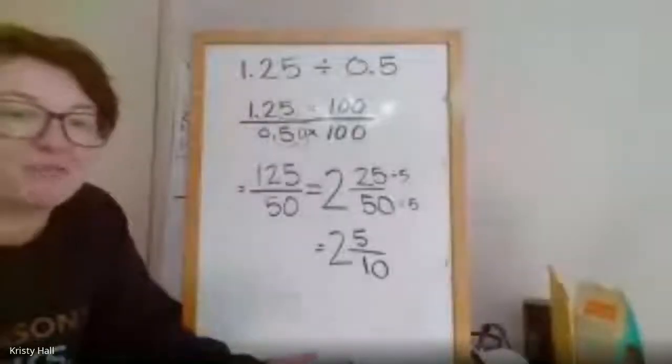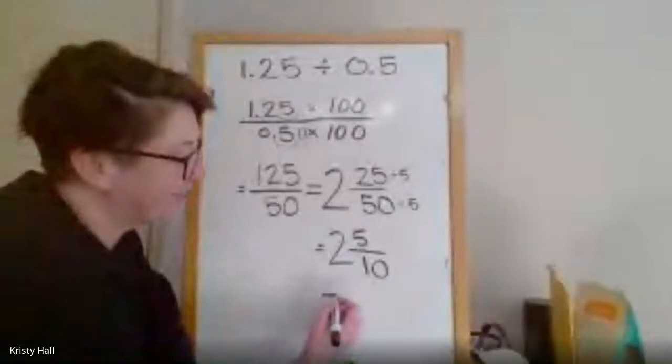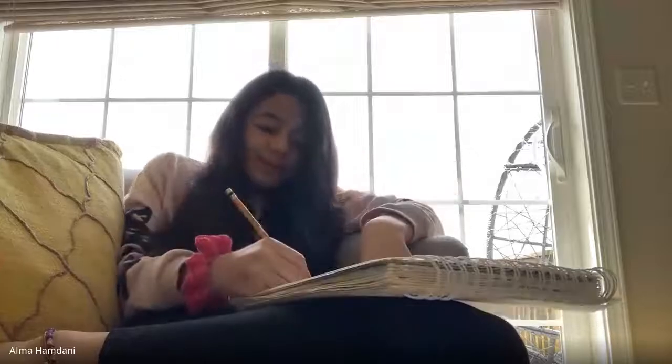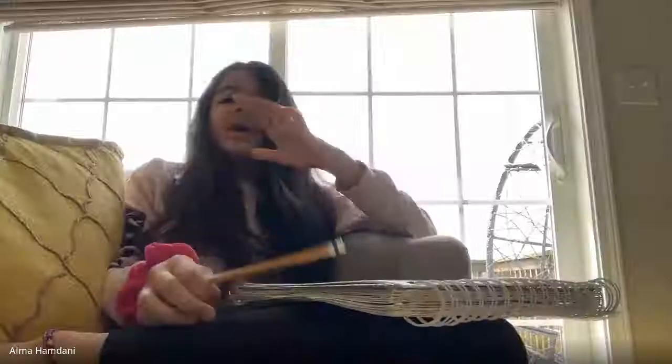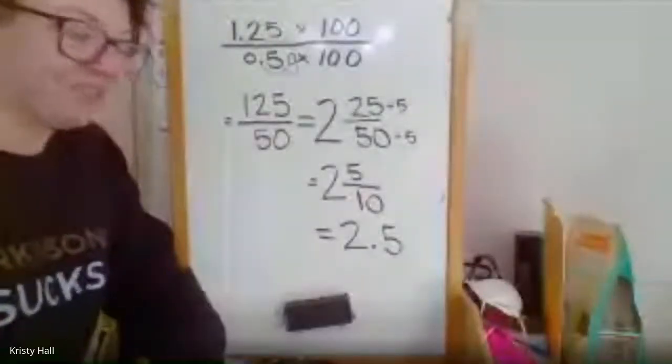Now look at this. We have a fraction that has tenths, so I can easily change that into a decimal. 5 tenths, or 0.5. I'm done. We are done.